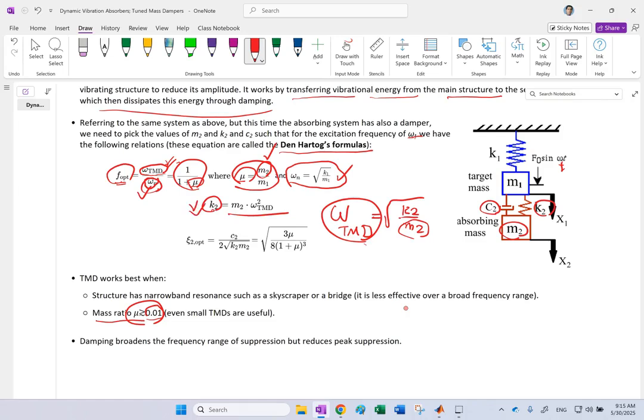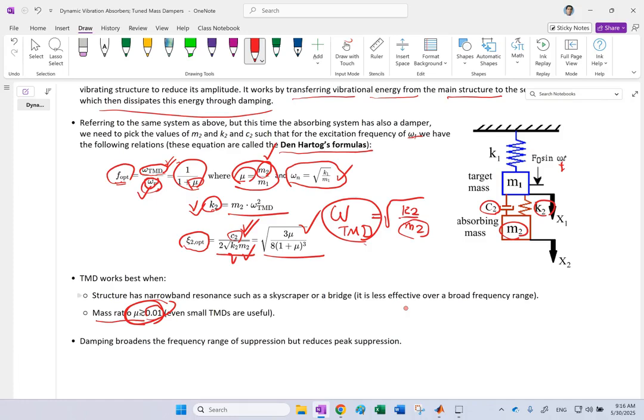And finally, the optimal damping ratio for the system, which is C2 divided by 2 square root K2 M2, can come from this formula, square root of 3 mu over 8 times (1 plus mu) cubed. And again, mu is known, K2 and M2 already determined. So from here, you can decide for C2. There we go, done. So once you pick your M2, C2, and K2, now your system is designed and you can use it, okay? So if I give you M1 and K1, by picking a ratio for mu, you can determine all the 3 parameters and you can get it to work, okay?